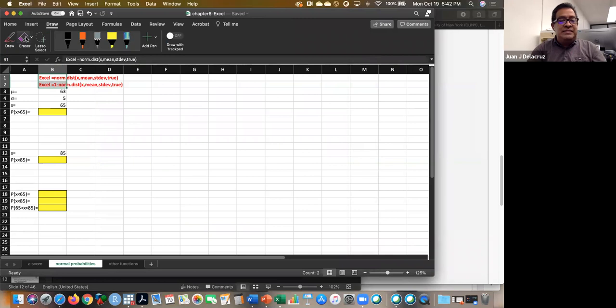Okay, so let me do this. I think it's much better with a graph. So we have our normal distribution, right? This is my mu equal to 63. This is my sigma equal to 5. And the question is to find the area that lies to the right of 65. How do I know it is to the right? Remember the sign, the peak is on this side. So I am going to find the area that goes to the right.